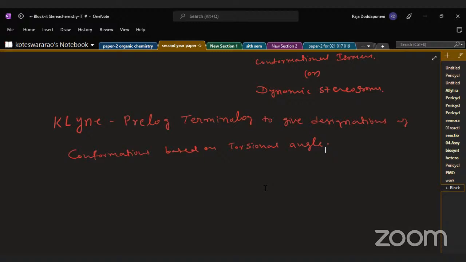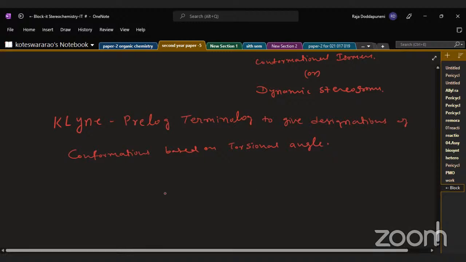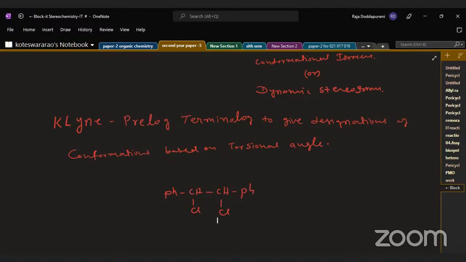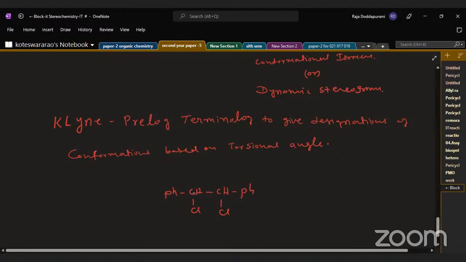For example, here the stilbene is there. It is dichlorostilbene. In this case, we need to apply the CIP rules and, based on them, select the groups. Here, based on the CIP rules, chlorine gets the first priority, carbon like the phenyl group gets the second priority, and hydrogen gets the third priority. Now, these chlorine atoms are considered to identify the torsional angle.